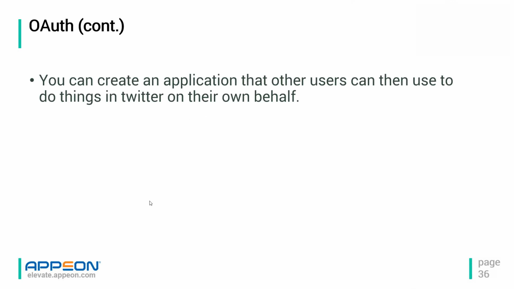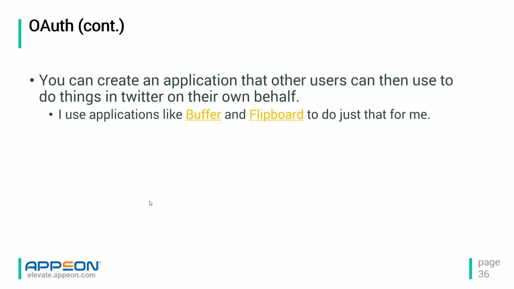So this is what I was just mentioning. You can create an application that can do things on behalf of users. And particular examples, I use Buffer and Flipboard are a couple third-party applications I use to interact with Twitter. Flipboard actually doesn't. It may do posting, but I don't use it for that. I just use it for reading Twitter. But Buffer does do posting for me. So Buffer's a utility I use to do posting on Twitter. And so it does this login and grant permissions to an app thing that's required in order to do posting.